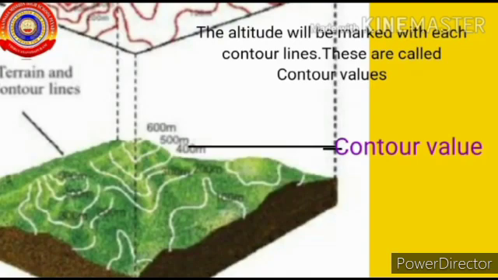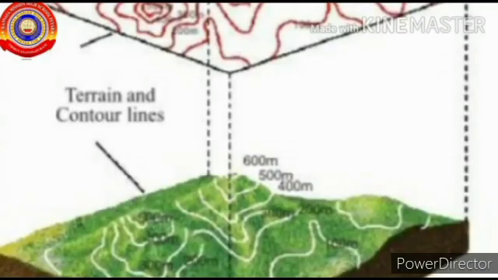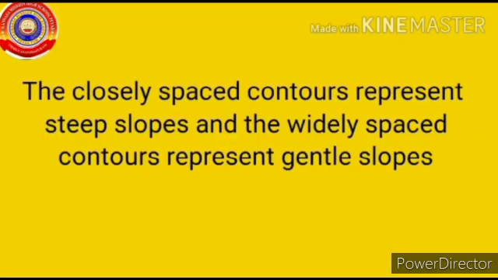Two different landforms and their contour representations are given. Don't you see that the value difference between contours will always be equal? The difference between the values of two adjacent contours is called the contour interval. Closely spaced contours represent steep slopes and widely spaced contours represent gentle slopes.